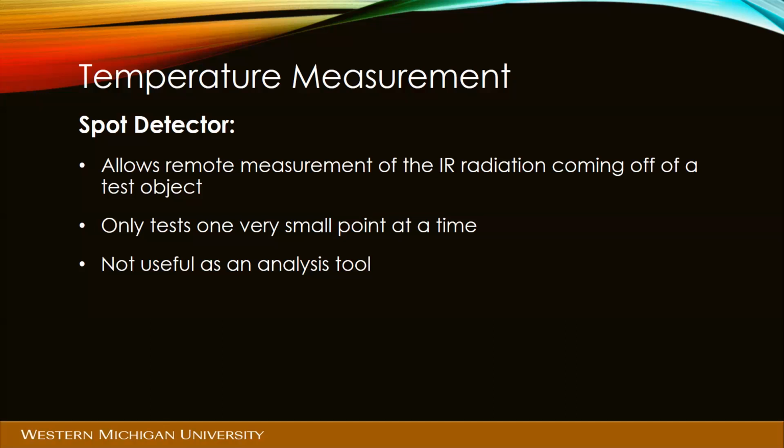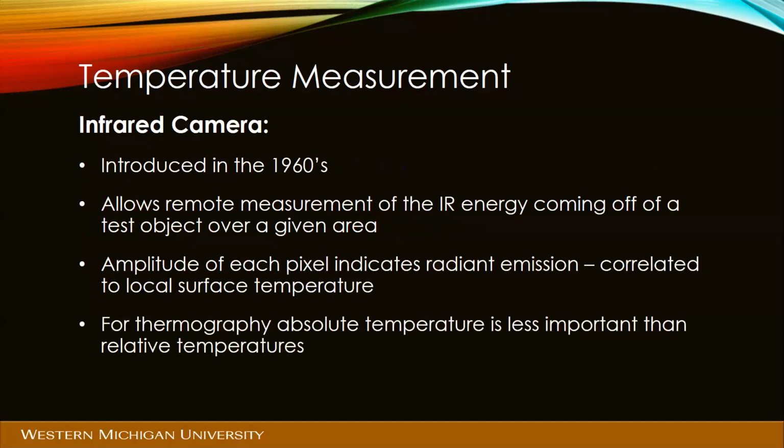They're good for finding a bearing that might be failing, or if you've got a dead cylinder on an engine, a dead cylinder would be colder than the rest. You could shoot each cylinder one at a time. But for ours, we're going to use an infrared camera. These were first introduced in the 1960s and allow the remote measurement of infrared energy. Again, they're basically thousands of spot detectors all laid out in a grid, and the amplitude of each pixel gives you a temperature. It's correlated to the surface temperature in that area.